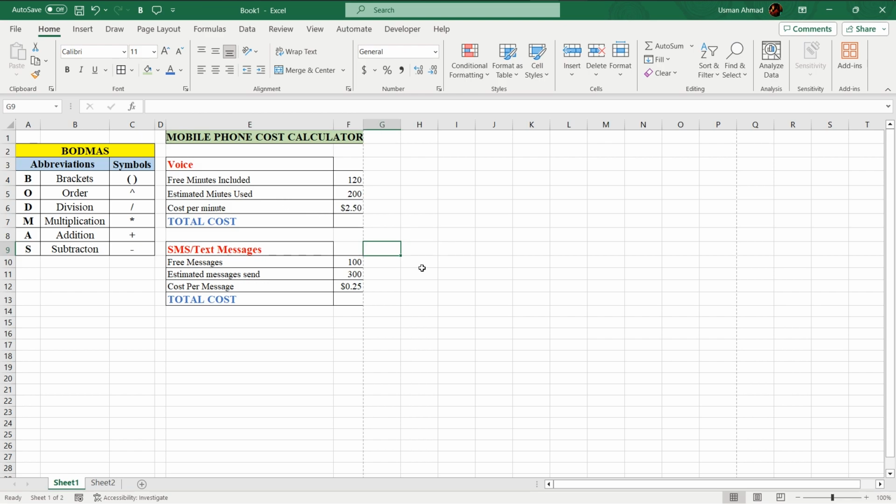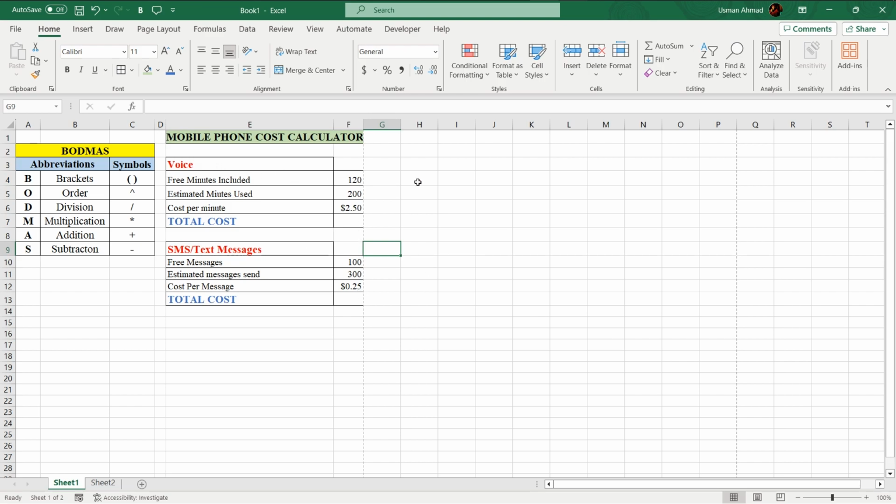BODMAS plays a crucial role in entering functions or formulas. For example, you are executing some long expression and you want multiplication first and division at the last, so you have to use brackets instead of putting all the expressions in a simple way. Let me show you one example.